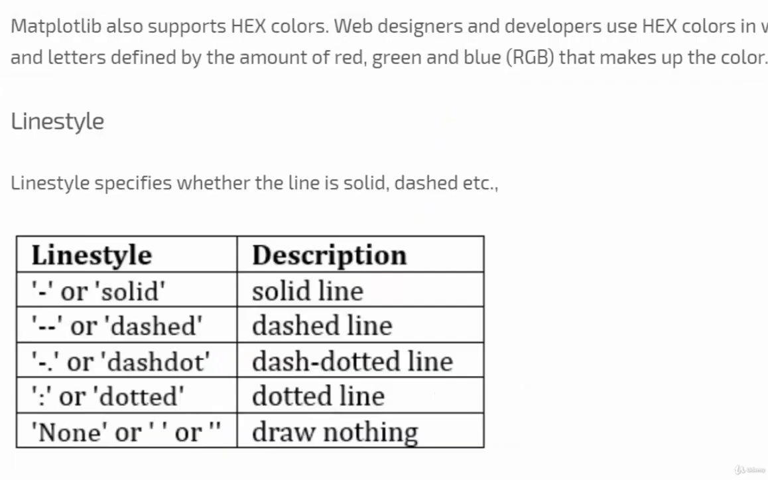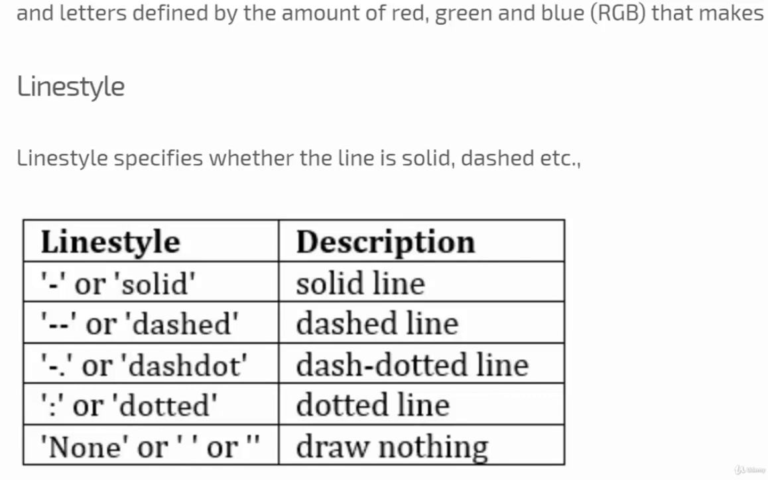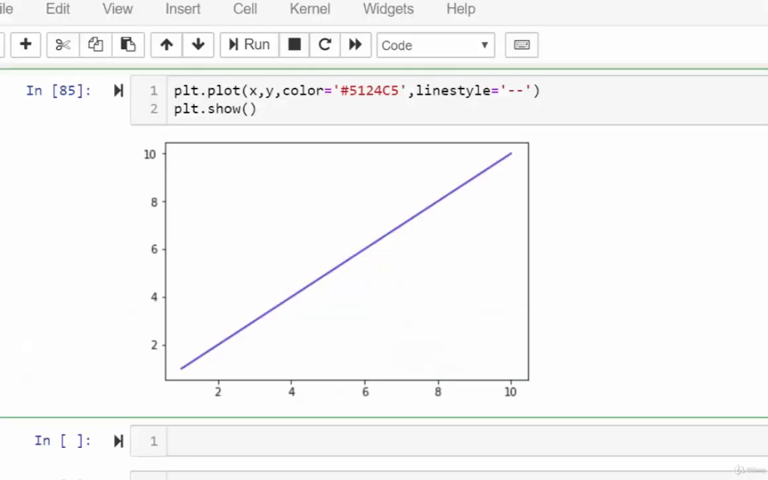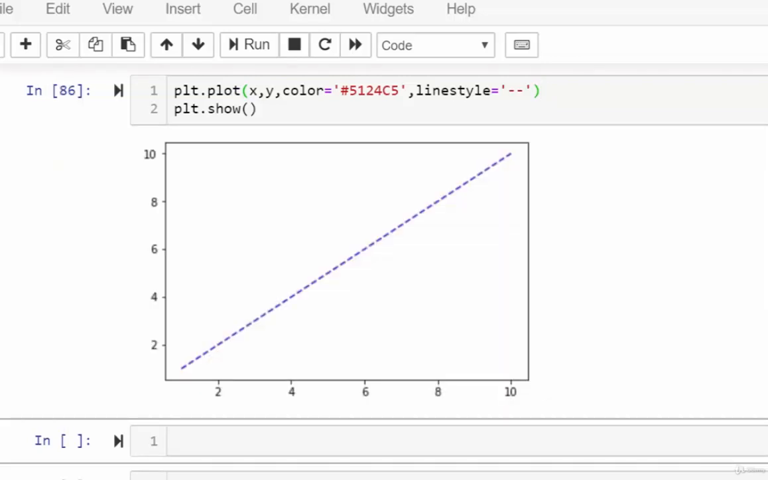The next property that we are going to discuss is line style. Line style specifies if the line connecting the data point should be drawn with solid lines or dashed lines or dotted lines. And here we see a few of the line styles defined in the Matplotlib library. Let us pass dashed lines to the line style property and see how the line is going to be plotted. So here we have a line connecting various data points using dashed lines.